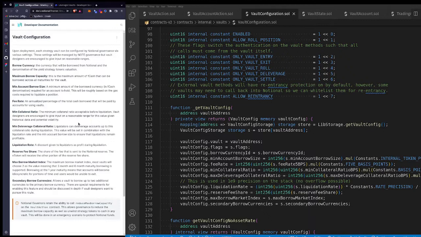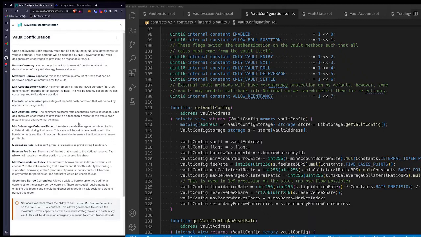There will be a minimum account borrow size. This is the minimum debt size accounts need to maintain to ensure that liquidations remain profitable. Yield strategies can get quite gas intensive, so what we will do is measure the gas costs of liquidations and set an appropriate borrowing size to ensure profitable liquidations.